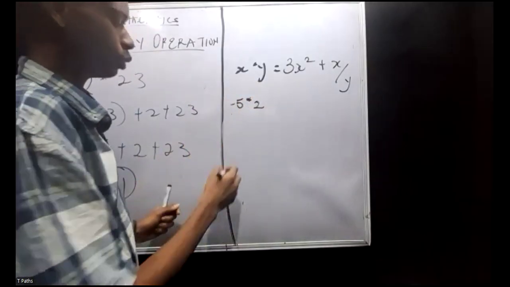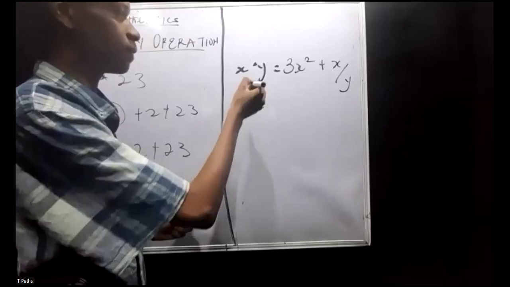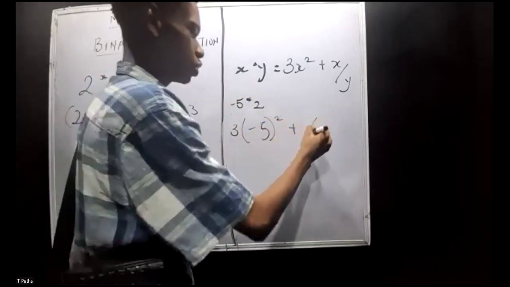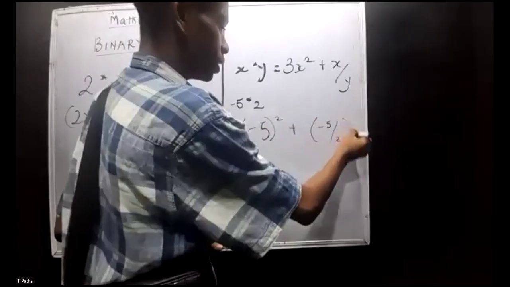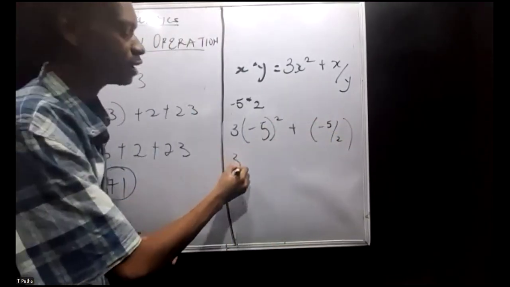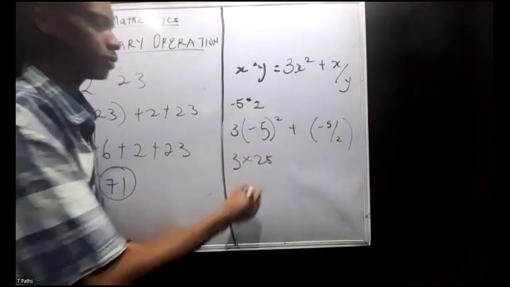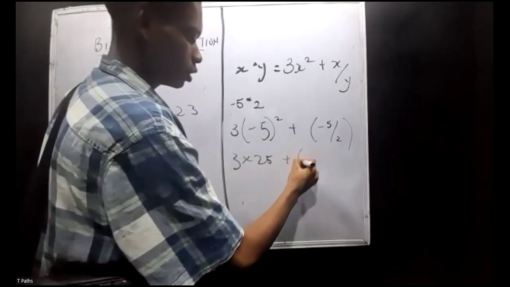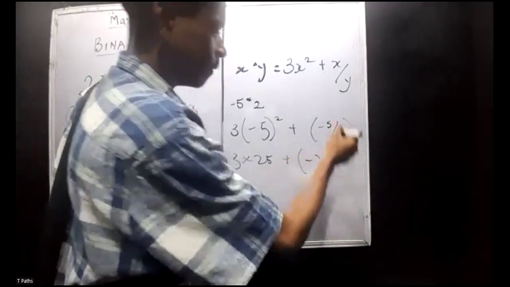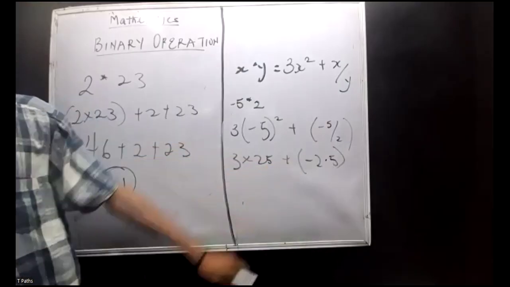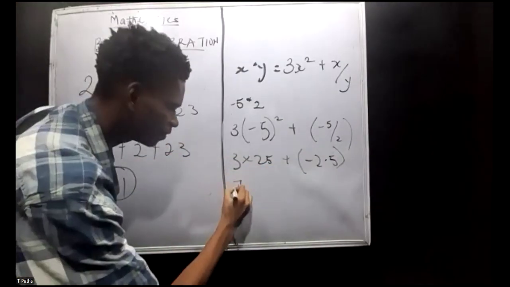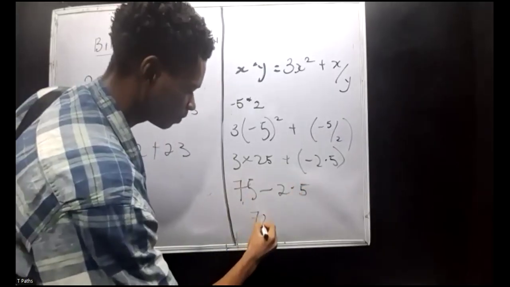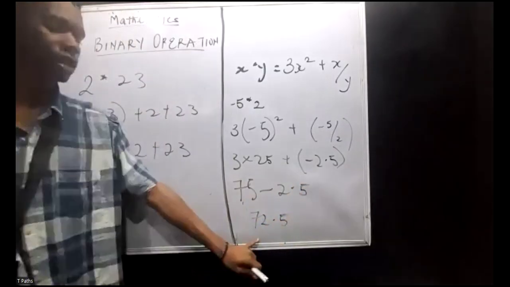All right, so the x is minus 5, so this will be 3 times minus 5 squared plus minus 5 divided by 2. Minus 5 squared is 25, right? The square of minus 5 is 25, times 3 is 75, plus minus 2.5. If I divide minus 5 by 2, I'll have minus 2.5. So this will be 75 minus 2.5. So if you said 72.5, definitely you have the correct answer. So the answer is 72.5.